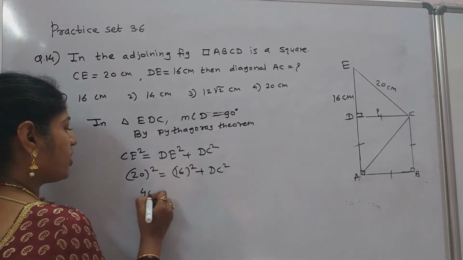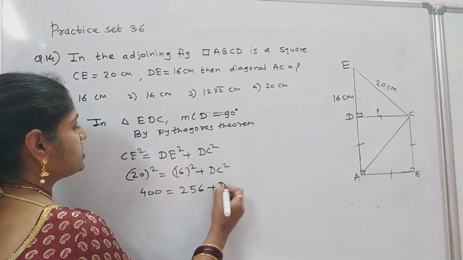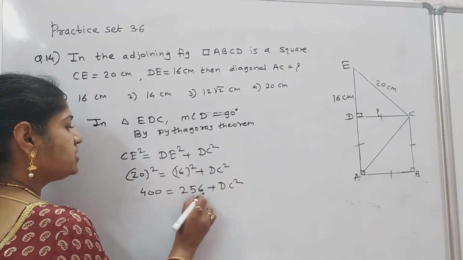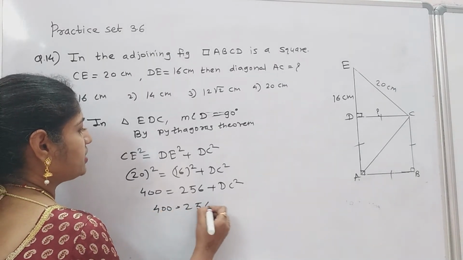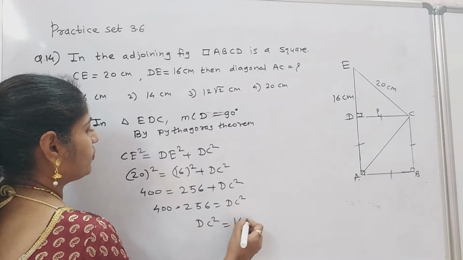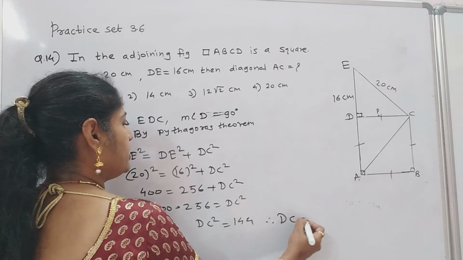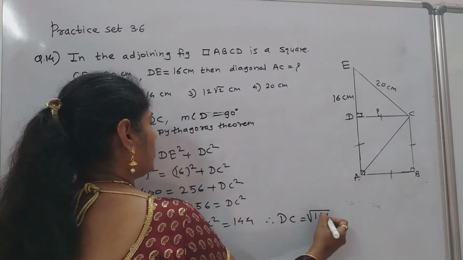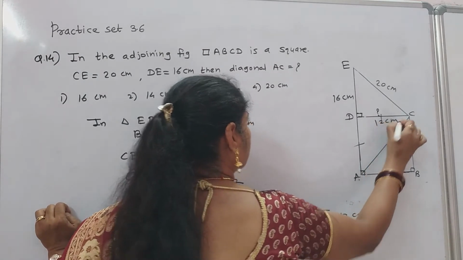20 square 400, 16 square 256 goes to the left hand side, 400 minus 256 equal to DC square. So DC square equal to 144. So by taking square root, DC equal to under root of 144, that is 12 centimeter. Now this is the 12 centimeter.